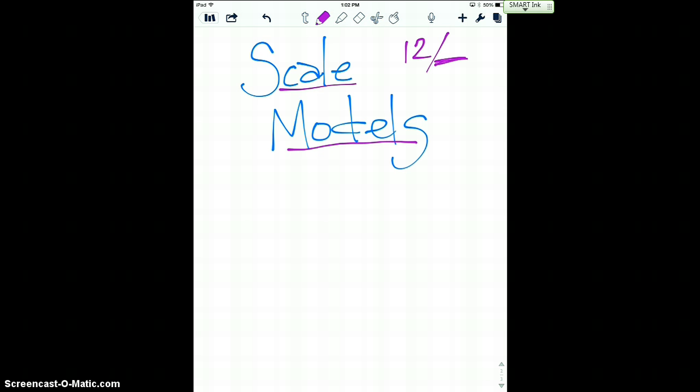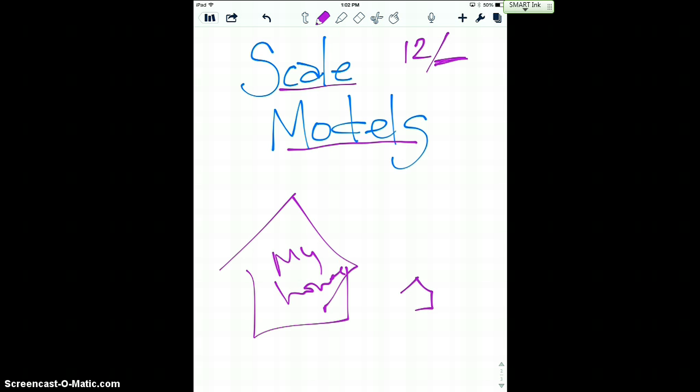A scale model is just a model of something that is similar to the actual object it's representing. So we could have a scale model of a house. The house that we live in, we can actually walk into. But I could build a house that's to scale of my house to where I couldn't walk into it because it's so small. So I have my original house. This is my house, and then I have a scale model of it, really small.